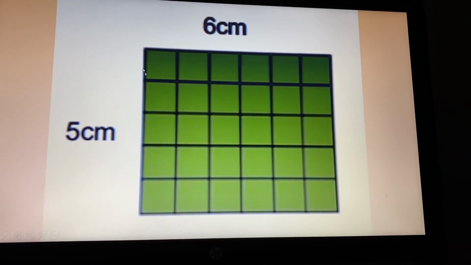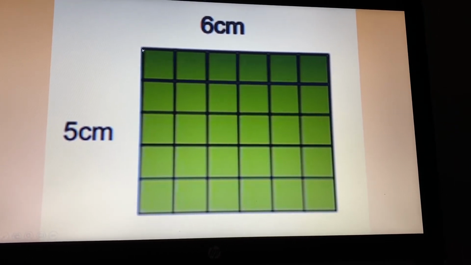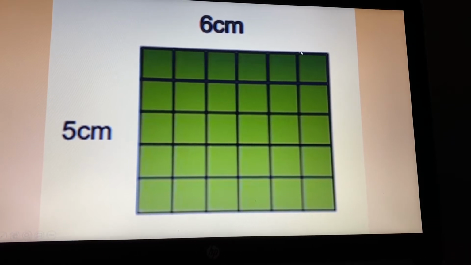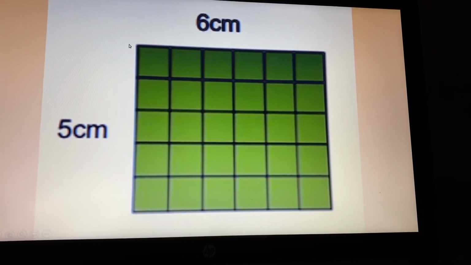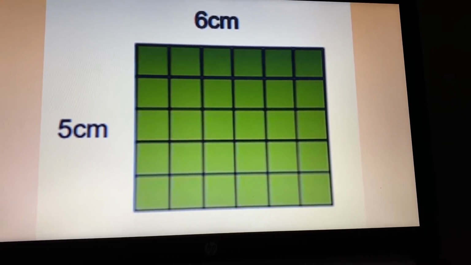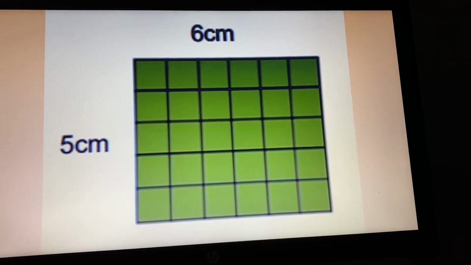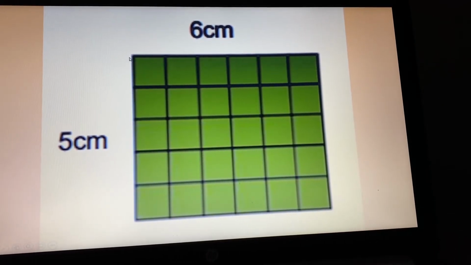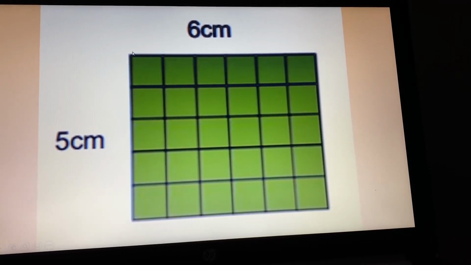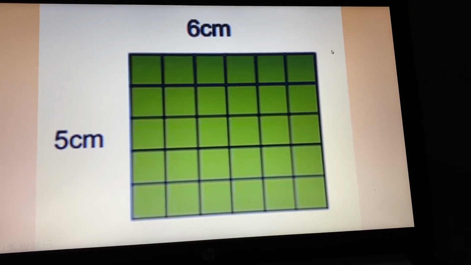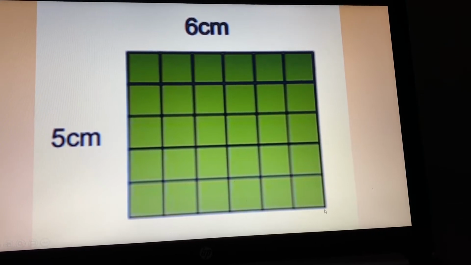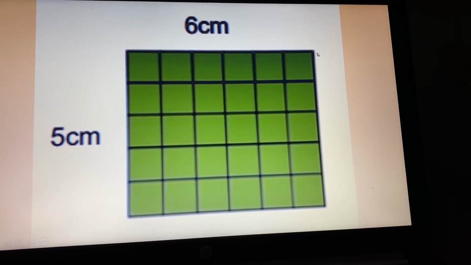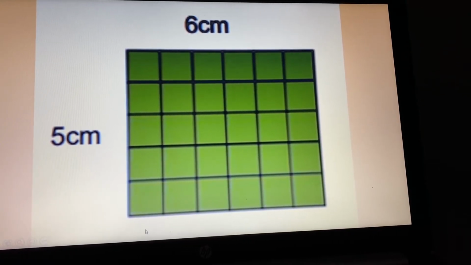But with our perimeter, what we're basically doing is starting in one corner, and imagining if we walked all the way around the outside of the shape, how far we would have walked, how far we would have gone. So that's mainly what we're looking at with our perimeter. In this one, you can see that this side is 6. You can see that this side is 5, but the other two sides have been left blank.